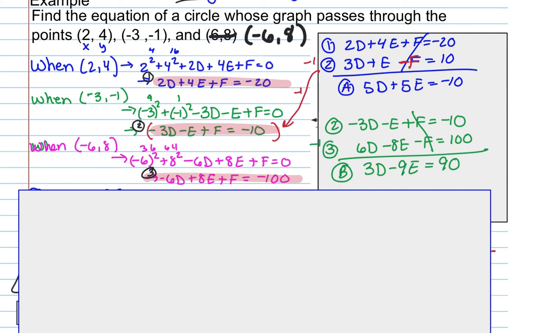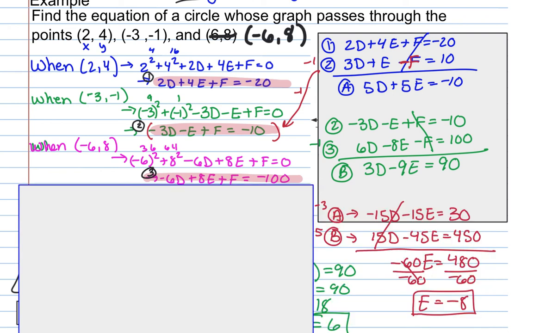So now I have those 2 equations. And then I'm going to use equations A and B to get rid of another variable. I'm going to multiply equation A by negative 3 to get negative 15d minus 15e equals 30. And I'm going to multiply equation B by 5, and I'm going to get 15d minus 45e equals 450. Work it out, and I get that e is negative 8. Then I'm going to use that information to find my other variables.